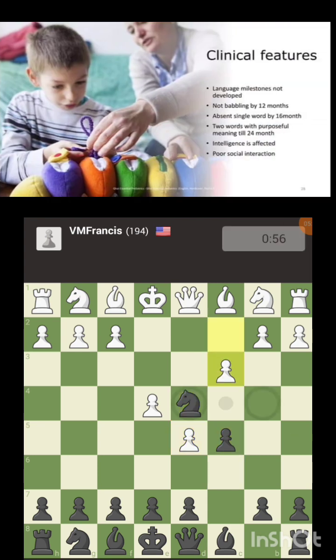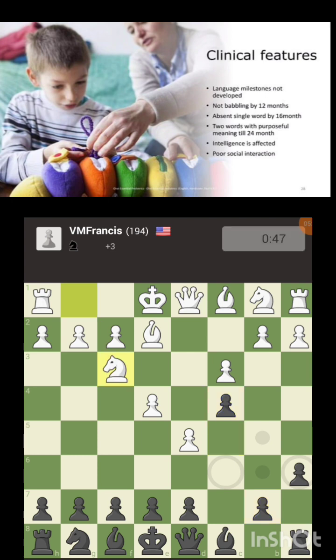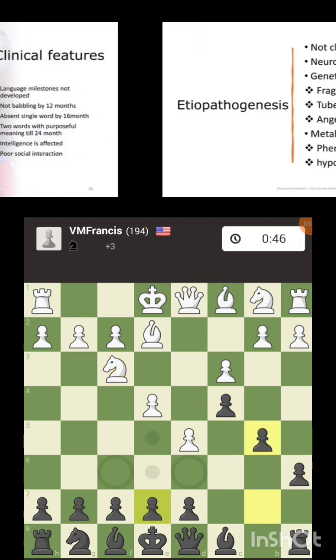Clinical features are language milestones not developed, like the child is not babbling by 12 months. There's no single word by 16 months. Two words with purposeful meaning are not seen at all until 24 months. Intelligence is also very much affected, and there is poor social interaction.